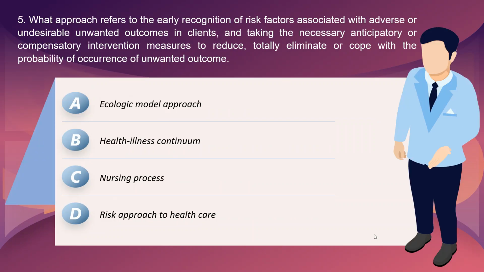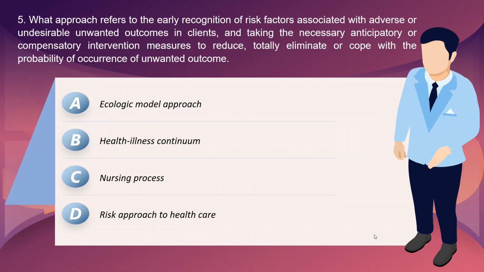Let's proceed to question number five. What approach refers to the early recognition of risk factors associated with adverse or undesirable and unwanted outcomes in clients, and taking the necessary anticipatory or compensatory intervention measures to reduce, totally eliminate, or correct or cope with the probability of occurrence of unwanted outcome? Is it A, ecologic model approach, letter B, health illness continuum, letter C, nursing process, or letter D, risk approach to healthcare?